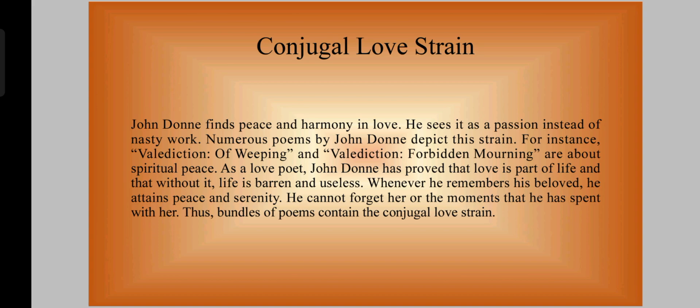For example, Valediction of Weeping and Valediction Forbidden Mourning are about spiritual peace. As a love poet, John Donne has proved that love is part of life and that without it, life is barren and useless. Whenever he remembers his beloved, he attains peace and serenity. He cannot forget her and the moments that he has spent with her. Thus, bundles of poems contain the conjugal love strain.